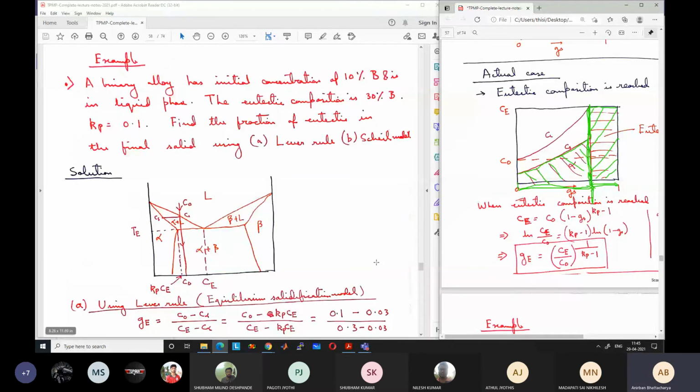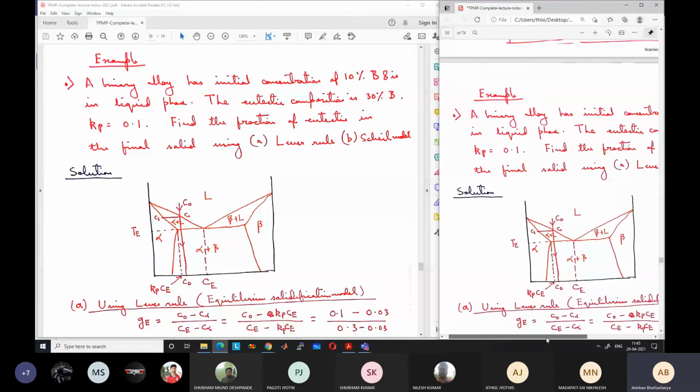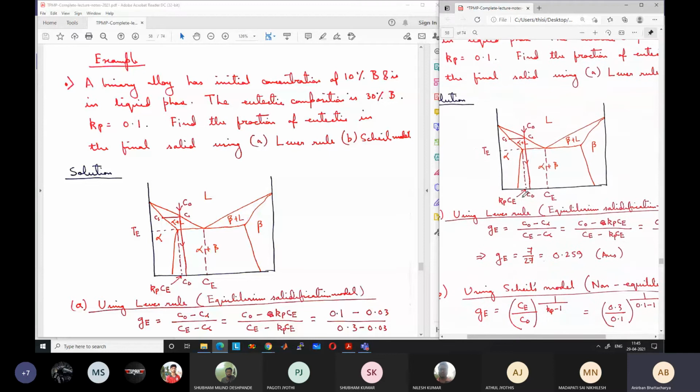So, a binary alloy with eutectic phase diagram has an initial concentration of 10% B and is in liquid phase. I will keep the diagram open here so that I can draw. So initially concentration is 10%. This is the 10% line. C0 is 10% concentration. The eutectic concentration is 30%. So Ce is 30%. If I write in terms of fractions instead of percentage, this is 0.1, this is 0.3. And Kp is equal to 0.1. The partition coefficient Kp is equal to 0.1.